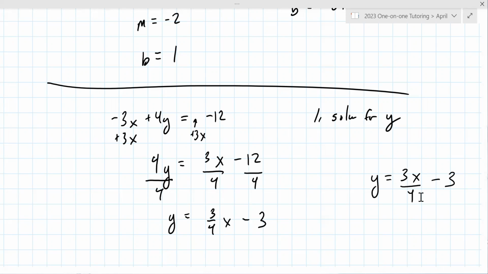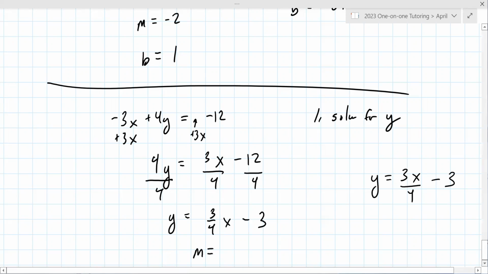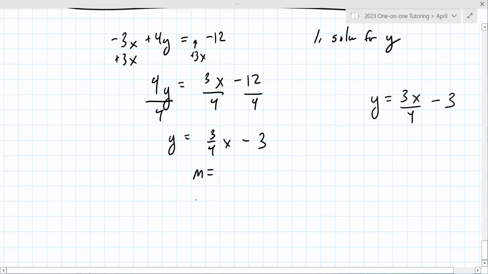Oh yeah, okay, I see. All right, now that we're at this position here, what is the slope and what is the b value of this? The slope is 3/4. Good. It's always the number in front of x, and the b value is the other. Yeah, -3.